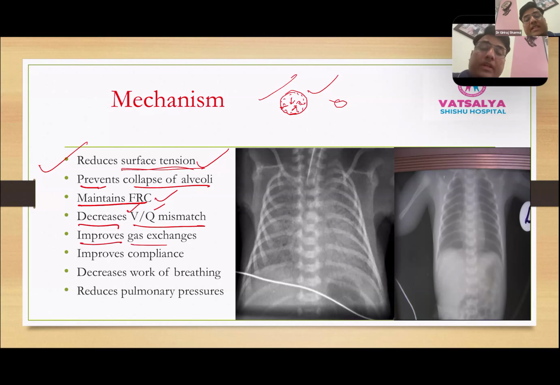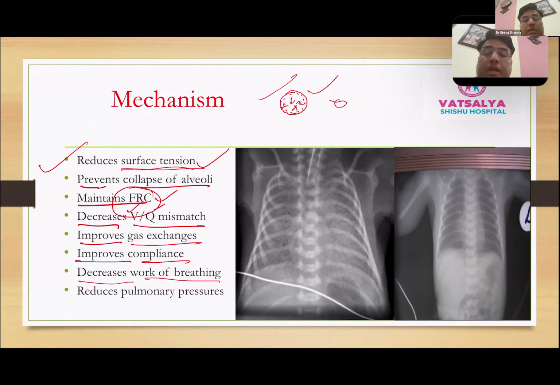This will improve gas exchange and improve compliance, because when FRC improves, compliance also improves. And this will decrease the work of breathing and reduce the pulmonary pressures also. So there are many mechanisms of surfactant.